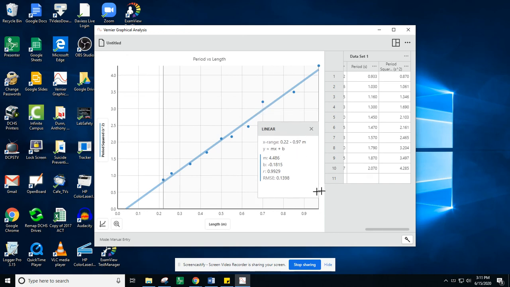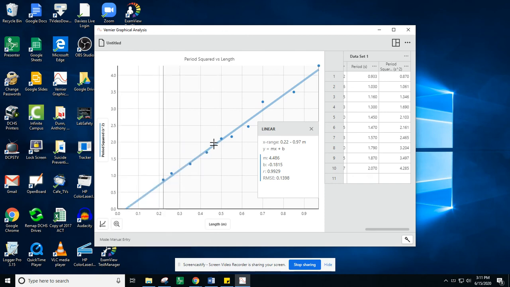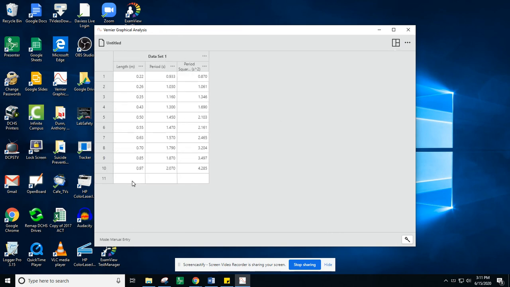Okay, but I want to show you how to use this functionality on graphical analysis. Also, if you're going to use this graph in your lab, you would need to change the title to period squared versus length. Okay, and then if you're using a Windows computer, you can use the snippet tool and just snip this graph right out of here and paste it right into your lab report, print it out. You could even, if you want just the data table, go right here and say table and just snip this data table out, put it in there.